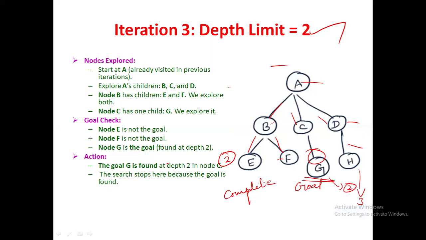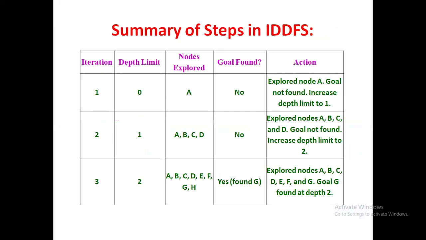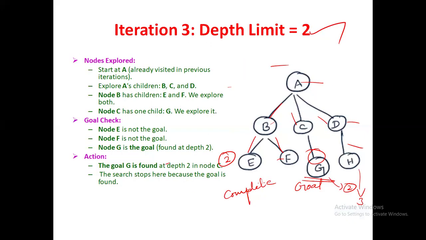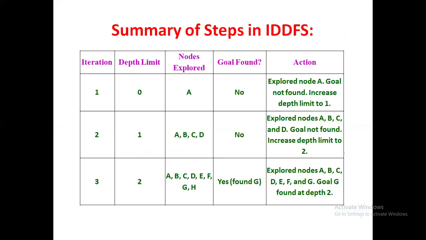So in this example, we can explain it by using a table also. You can see the graph: A to B, A to C, and A to D, and B to E and F, C to G, and D to H. We can explain this in terms of a table also.